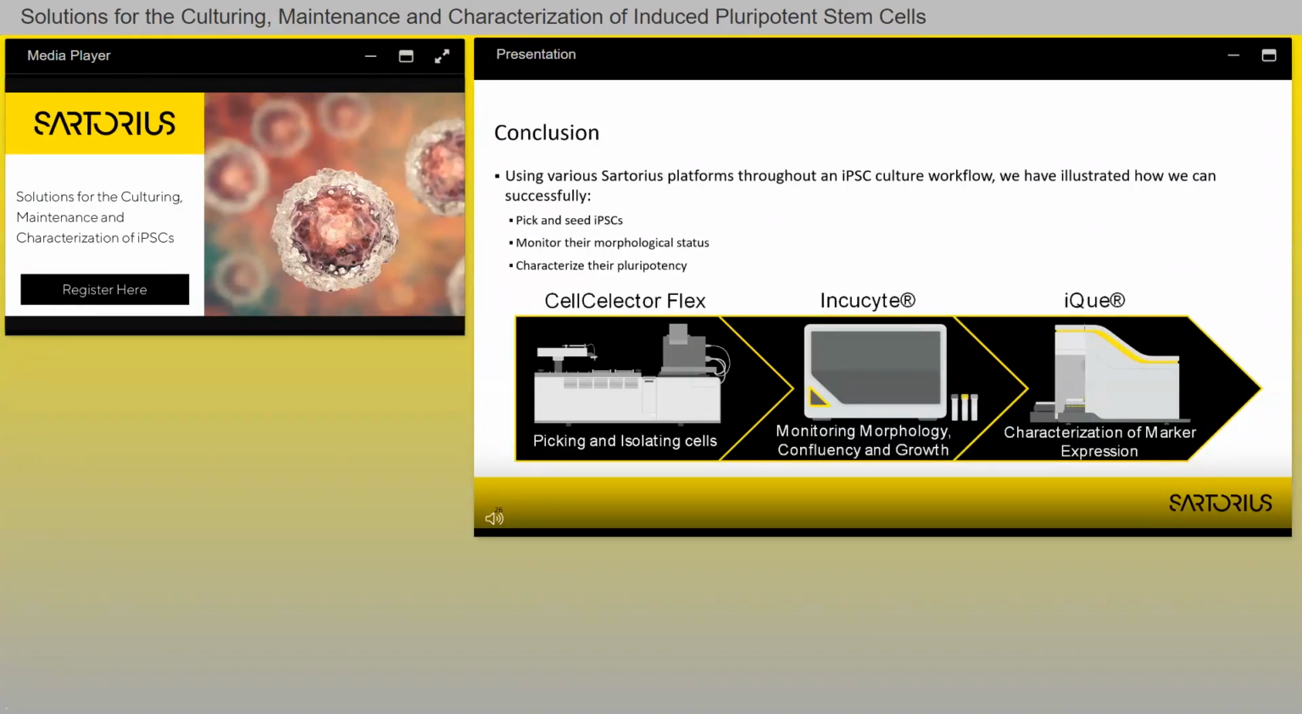If we take another look at the workflow schematic here at the bottom of the slide, you can see that we can use various Sartorius platforms throughout an iPSC culture workflow. We can pick and seed using the cell selector flex, and then take those cells, monitor their morphological status using the Incucyte, and then from there, harvest those cells and characterize their pluripotency through endpoint analysis on the iQue, allowing you to have a fully rounded iPSC culture workflow using these three systems.